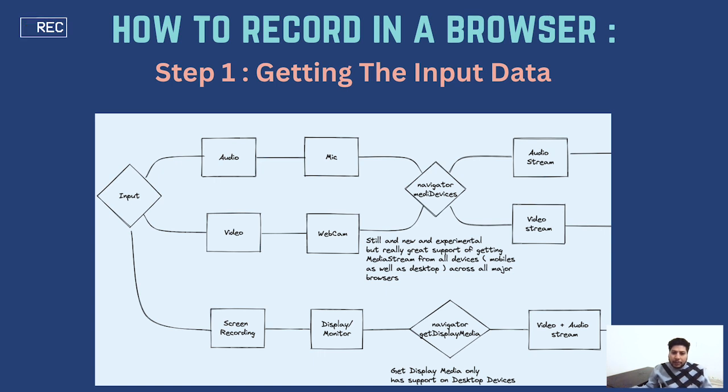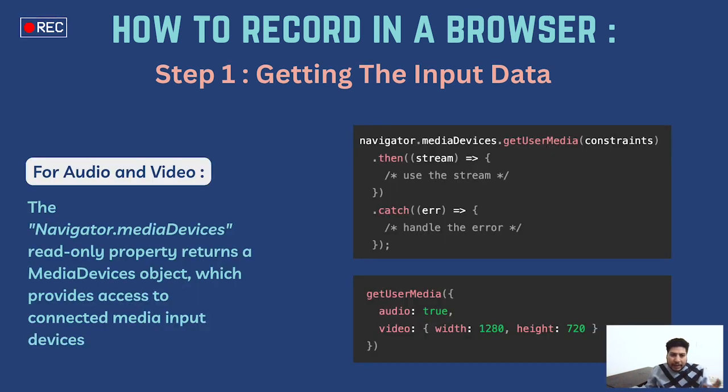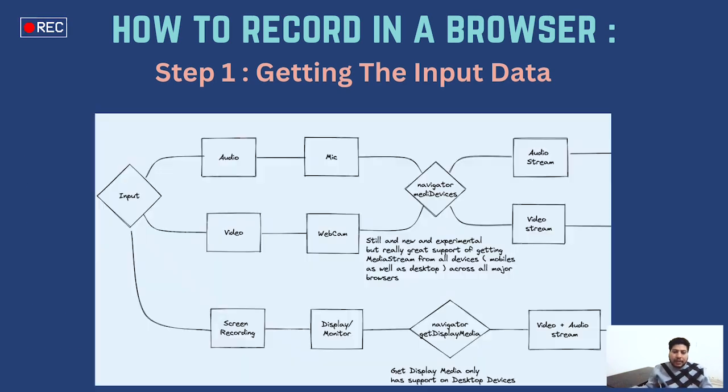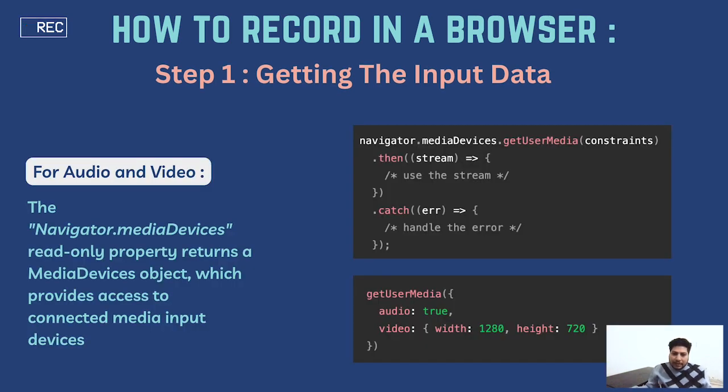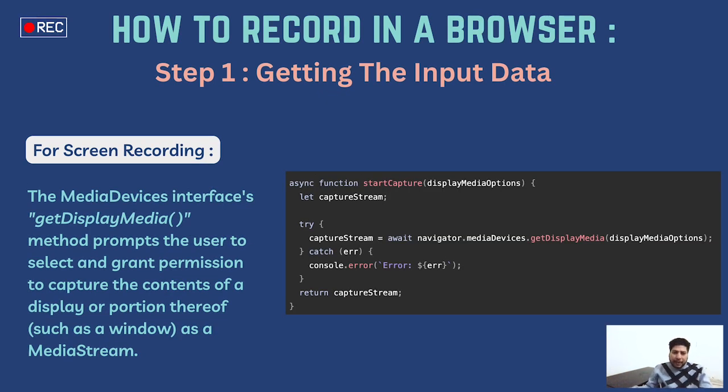So let's talk about the input data first. There's an API called navigator.mediaDevices.getUserMedia, which allows you to get the stream object of the video and audio, and you can pass constraints or options to it, such as whether you want audio or video, and which height and width. And for screen recording, there is a web API called getDisplayMedia, and it is the same. You can pass constraints and it will give you the stream object.